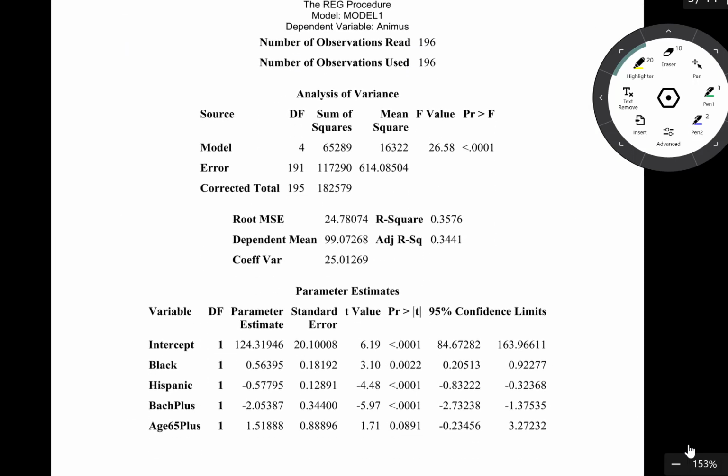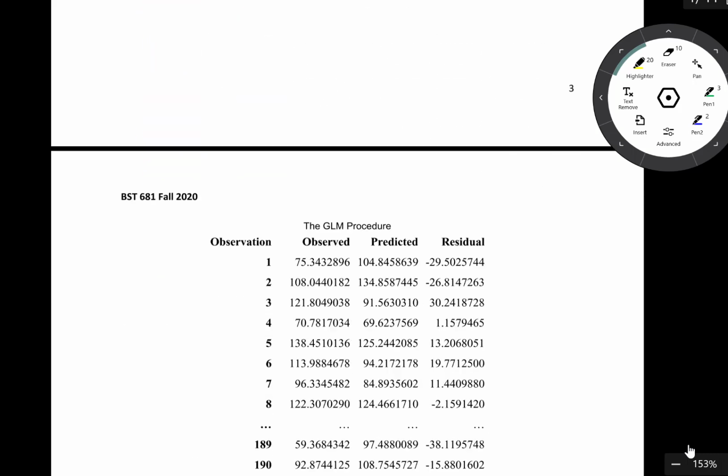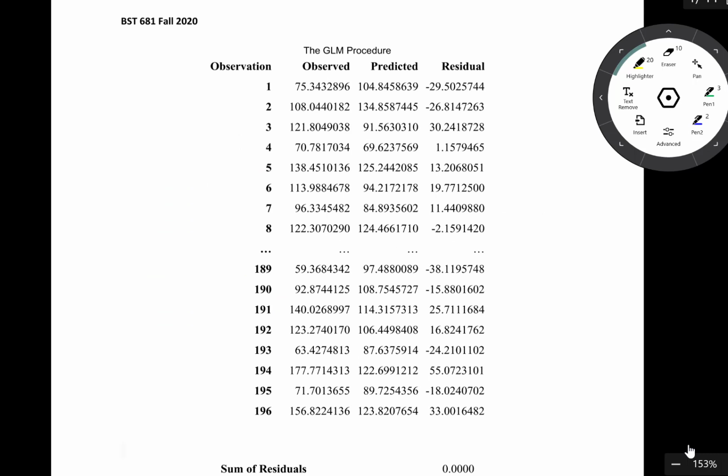Right. Here is our output. So you'll notice for each of those independent variables we have our estimates. And then here we also have some output, and this is where we can see those different residuals. So notice here we have the observed value of animus for each of our 196 different observations.